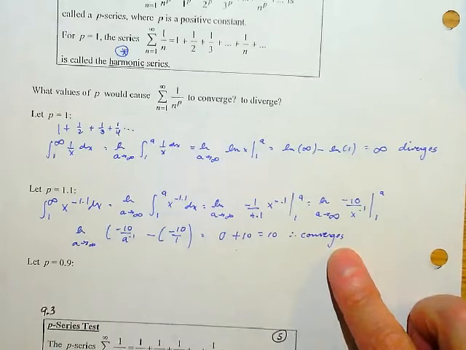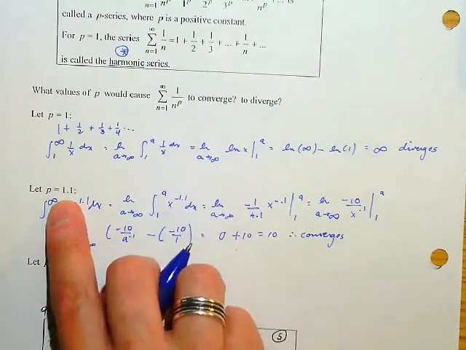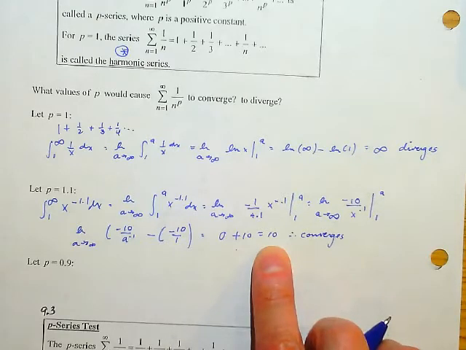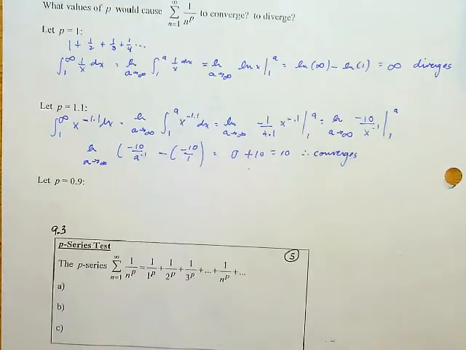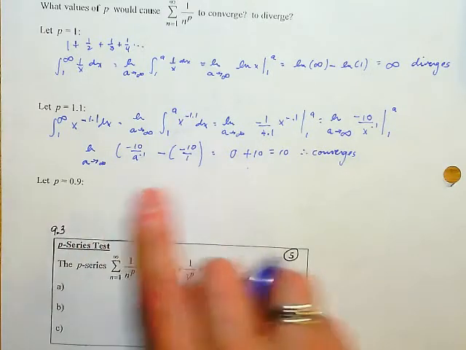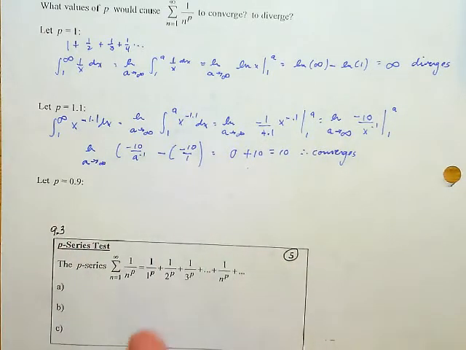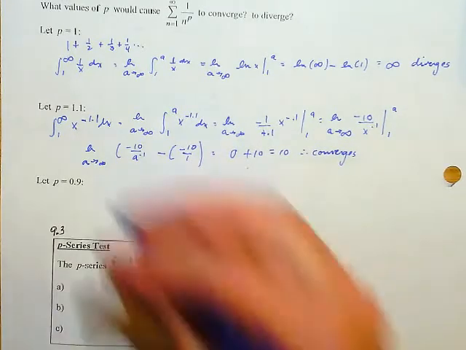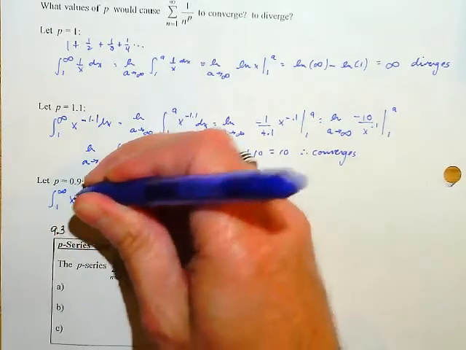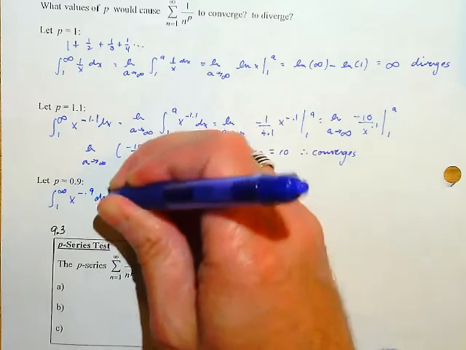Right? That series converges because when p is greater than 1, it would appear that using that 1.1 as a test is going to be greater than 1, and that works. All right? The next one. Let p be 0.9. So same arguments as before. Is it continuous? Yes. Is it positive? Yes. And is it decreasing? So we'll set up our integral from 1 to infinity of x to the negative 0.9 dx.